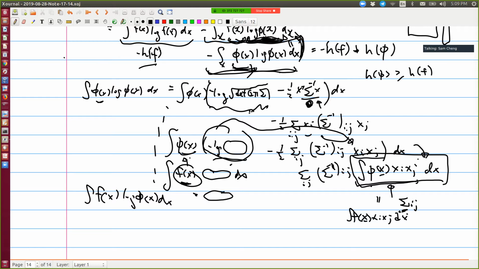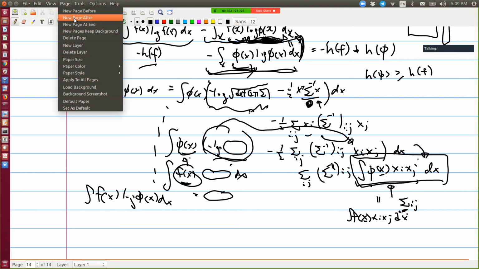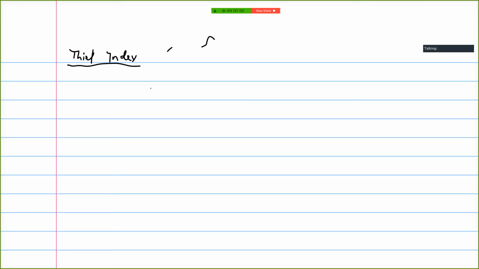Now let's see. Let me create another page first. Let's give an application example for the KL-divergence. This one is from economics. I guess you may have heard of it before. I don't know how to pronounce it exactly. I think it's the Theil index or something like that. It's very hard for me to pronounce.